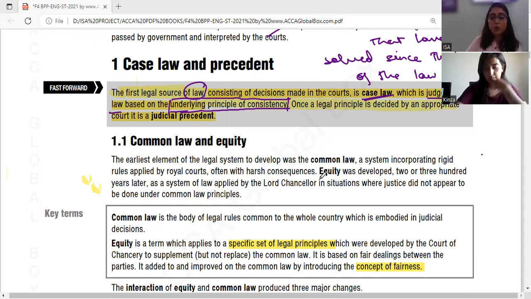Okay. Now, moving ahead, one principle. Once a legal principle is decided by an appropriate court, it is judicial precedent. What is it? Judicial precedent. Now, what is a judicial precedent, Kinza?